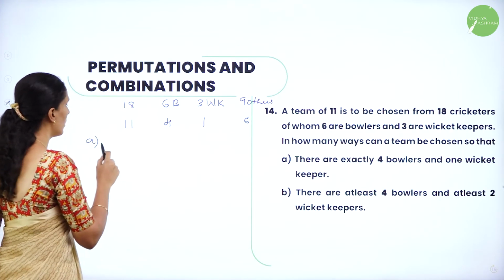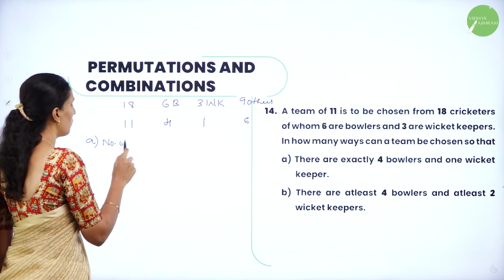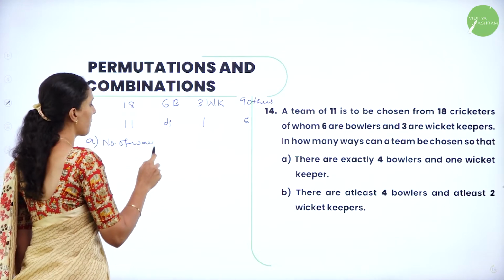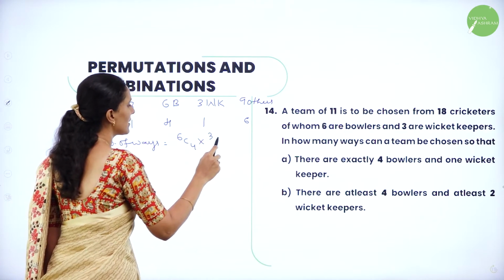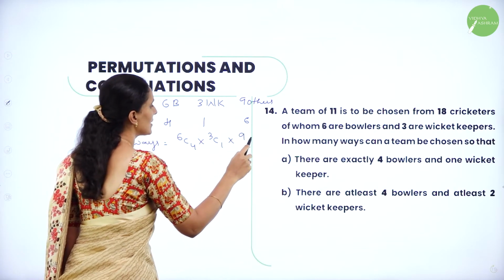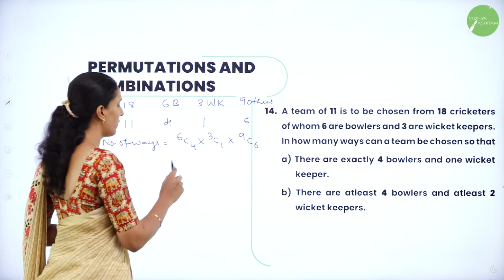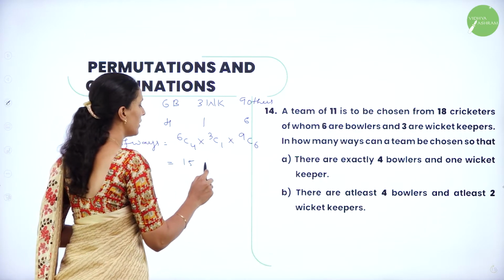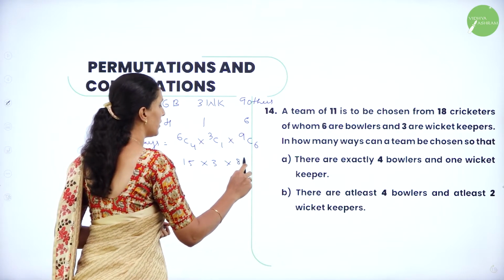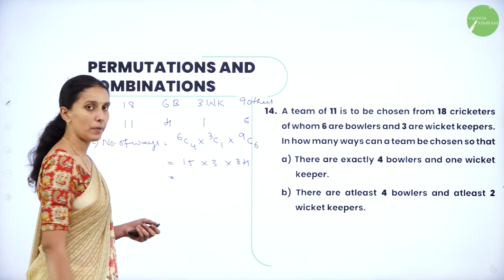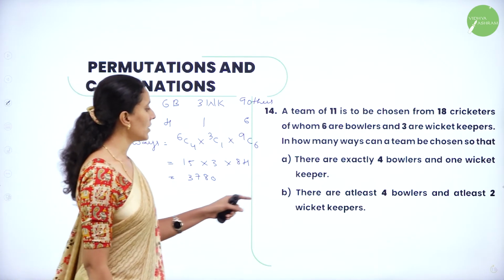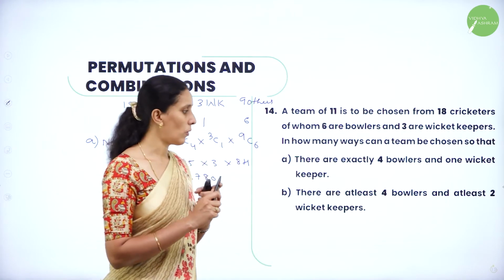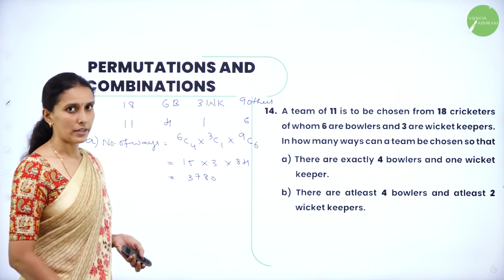So therefore, number of ways here will be 6C4 into 3C1 into 9C6. So now the value will be equal to 15 into 3 into 84. So the total ways will be 3780.